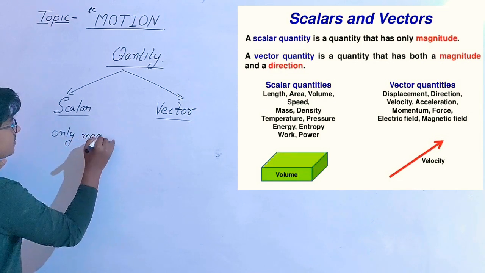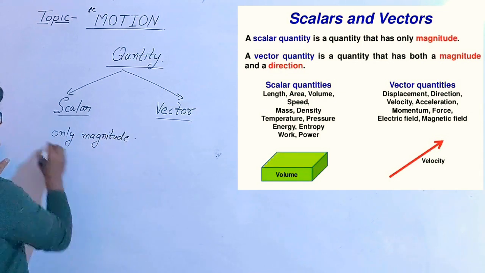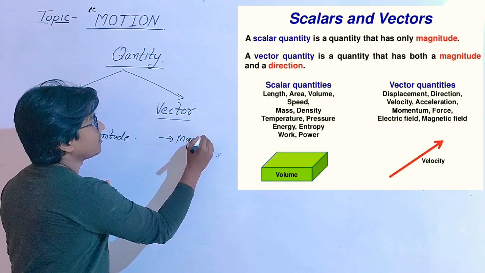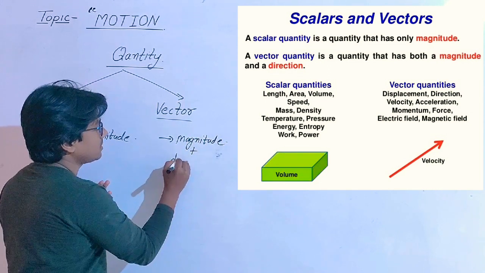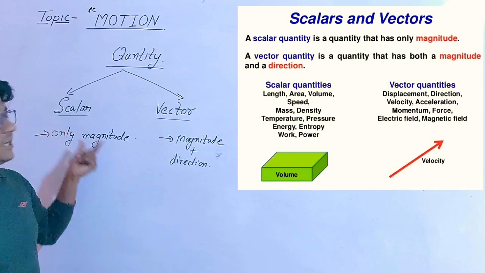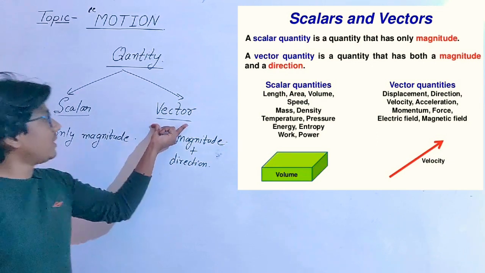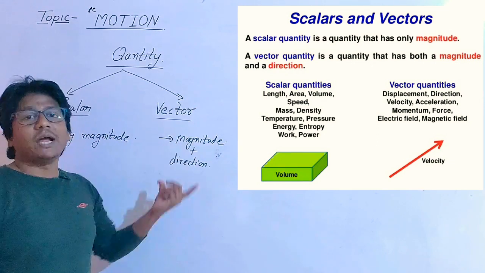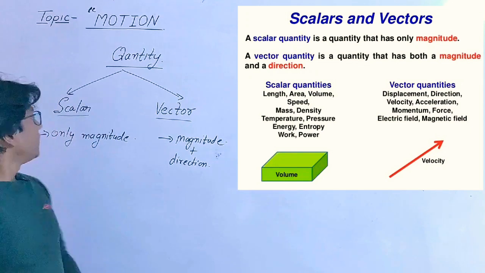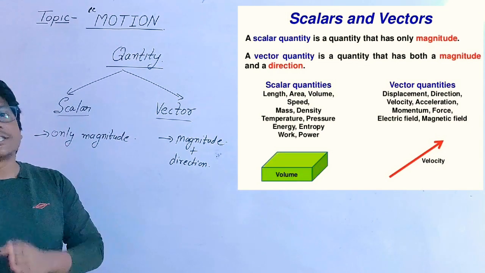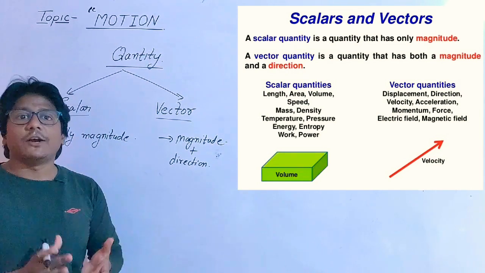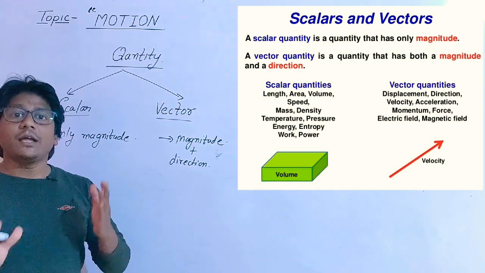And vector quantities have magnitude plus direction. It means that scalar quantities are those quantities which have only magnitude and vector quantities are those quantities which have magnitude and direction both. And one thing more student, scalar quantity can be added or subtracted according to the arithmetic rule, but vector quantity cannot be added or subtracted according to the arithmetic rule.